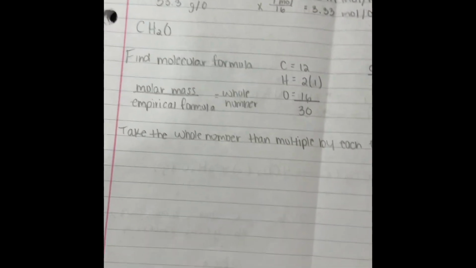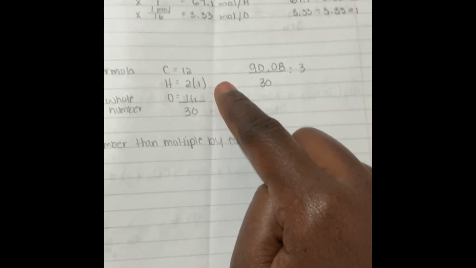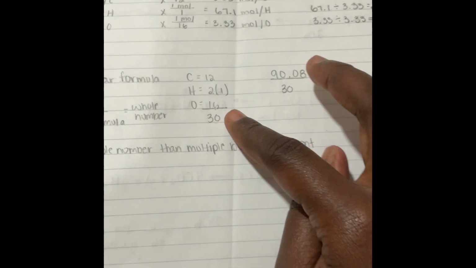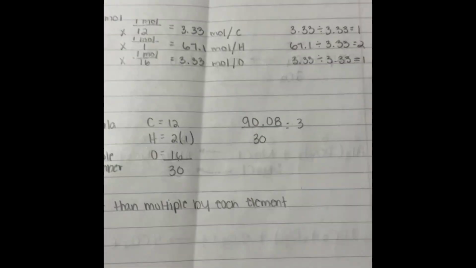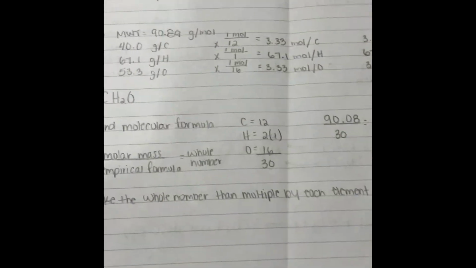Now, for the molecular formula, you would do the molar mass divided by the empirical formula mass. You will use the molar mass number for this. So it would be C, which is 12, H is 2, which is 2 H's, and then O, 16. Then you would divide the molar mass, 90.889, which is where you got this from, by that number, and then you would have 3. So 3 would be the molecular formula answer.